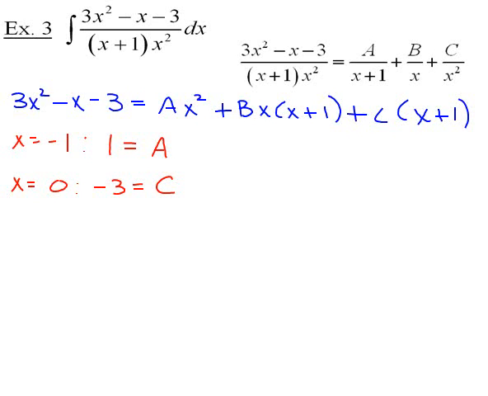Now I'm out of x values that cause constants to drop out of this equation, so I'll just pick another number that I think is easy to work with, like x equals 1. So when x equals 1, the left side becomes negative 1. And on the right, I know that A is 1, and 1 squared is 1. 1 times 1 plus 1 is 2, so the next term is 2B. We already found that C is negative 3, and 1 plus 1 is 2. So solving this equation for B gives me B equals 2.